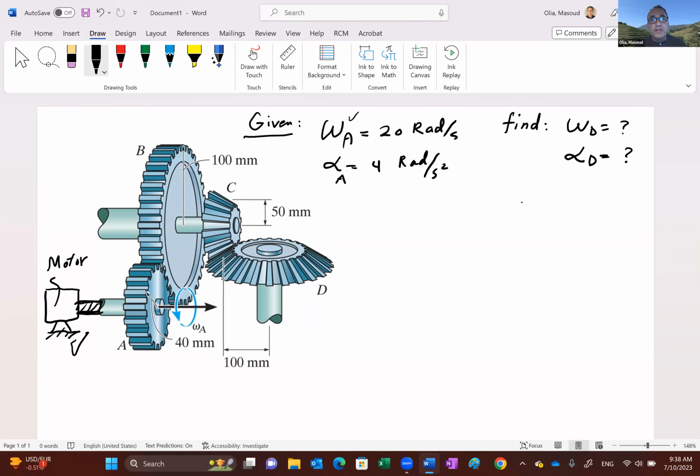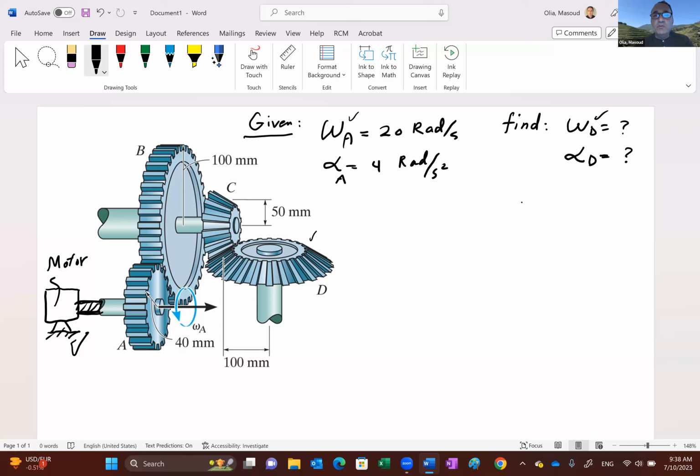Assuming that omega of gear A, or omega of the shaft coming from the motor, is 20 radians per second, in whatever direction, it doesn't matter in this case. An angular acceleration of gear A, also coming from the motor, is 4 radians per second squared. Then our objective is to find the output motion, meaning the angular speed of gear D and angular acceleration of gear D. So this is an extremely simple, quick, easy problem.